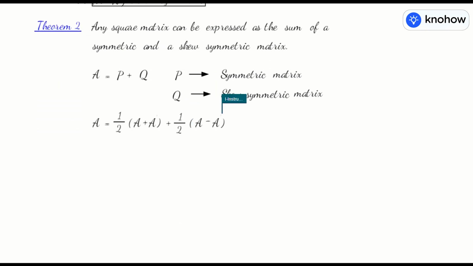And you already know that if I denote this half (A plus A dash) by P and half (A minus A dash) as Q, it will be easier to prove that P is symmetric and Q is skew symmetric, and that is the result.